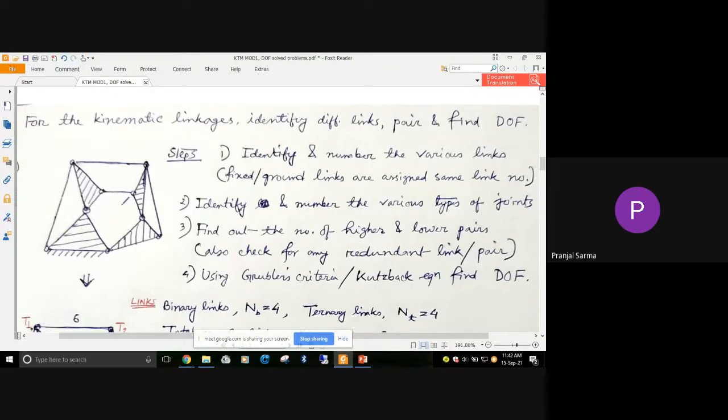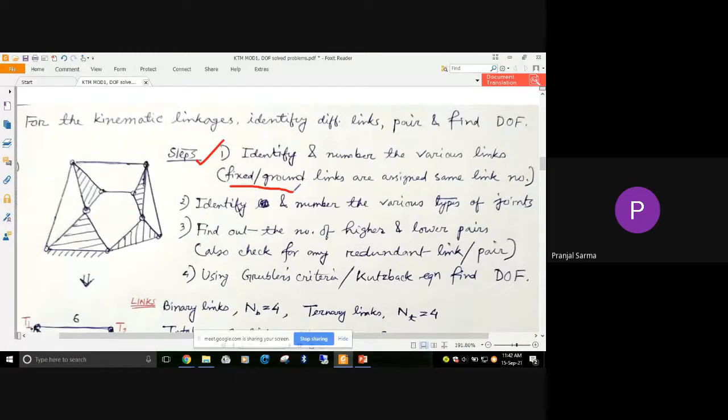We have to find out the number of links, the number of lower pairs and the number of higher pairs. So first, what you have to do is identify the number of various links. I am just showing the steps. And here you must remember that fixed or ground links we generally number with the same link number.